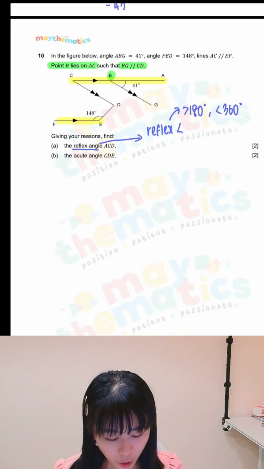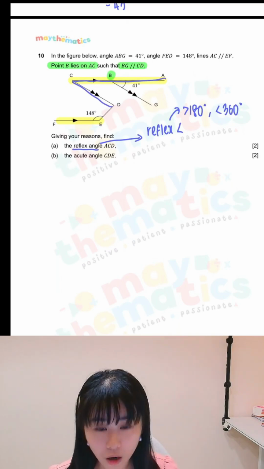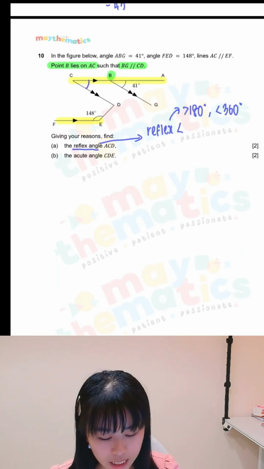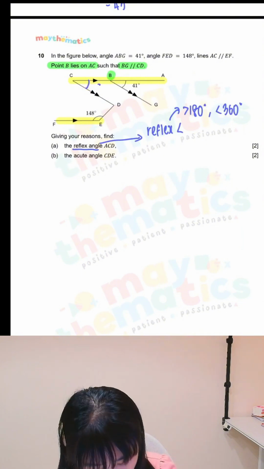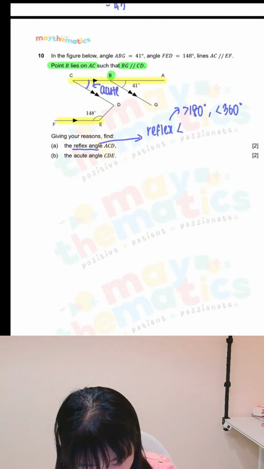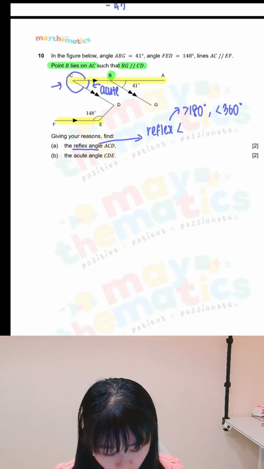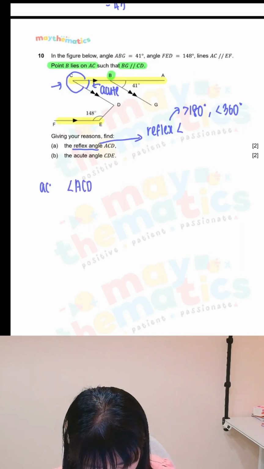Okay, so angle ACD, where's the ACD? ACD is here. If you're looking here, this is definitely not reflex, because this is less than 90. This is an acute angle. So this is acute. Your reflex must be here. Okay, angle ACD, so take note of that. First of all, of course, we can find angle ACD first, but we find the acute one.